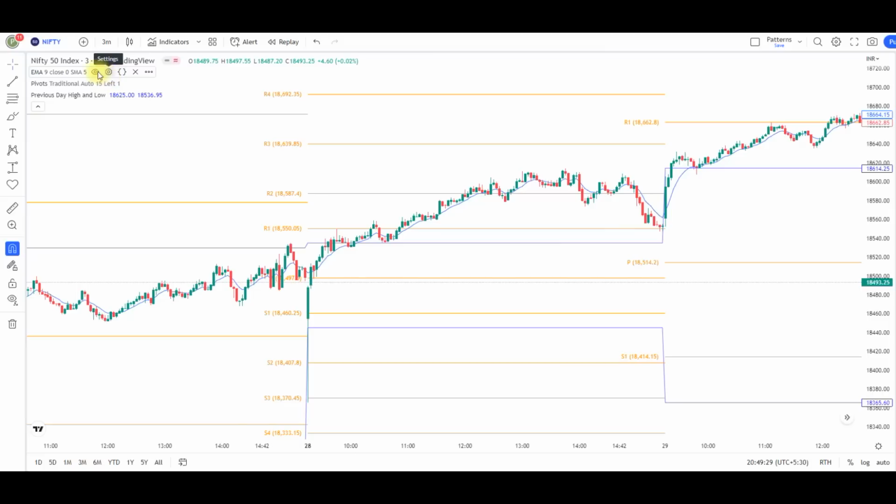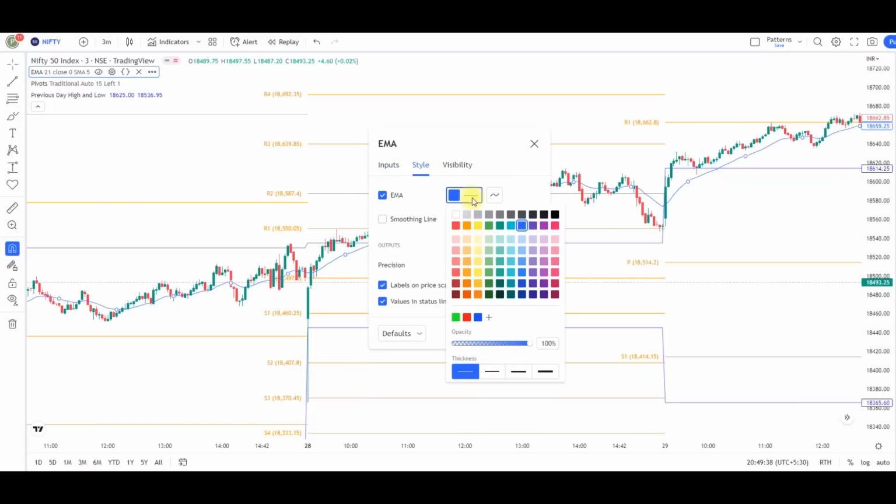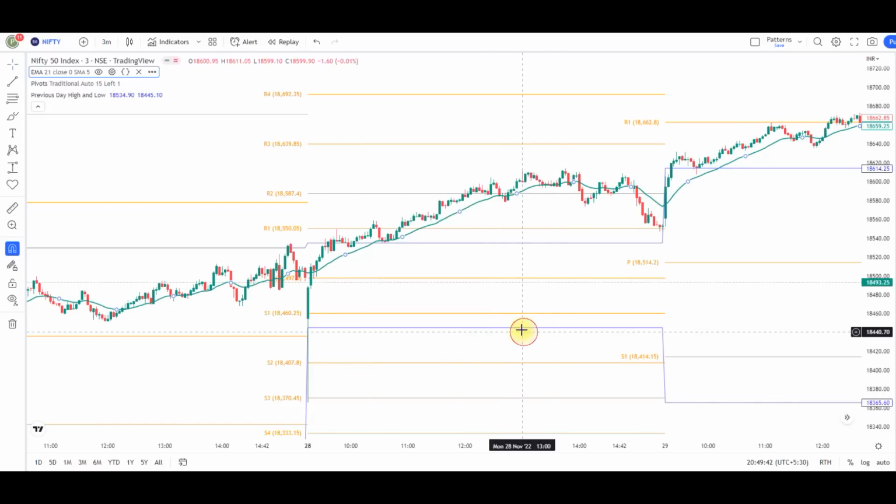Now we change the settings of EMA here. Select the settings. In inputs, we need the length as 21, and go to style and I'm changing the color to green and click on OK.